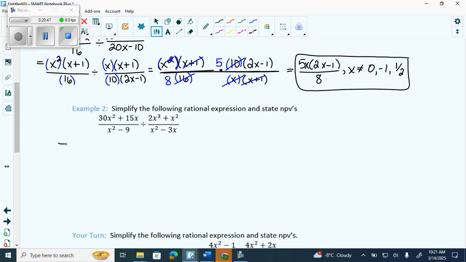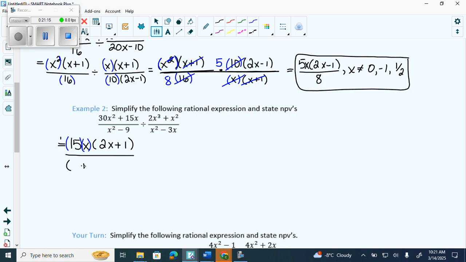Example 2. So the top we can take out a 15 and an x, and we're left with 2x plus 1, with 15 and x in brackets. Okay, difference of squares. Some of you are thinking you have to square root the x squared and then square root the negative 9, and you're saying that can't happen. Remember, a difference of squares has to have a difference sign. That's a difference sign, not a negative 9. Okay? So the x squared is by itself, the 9 is by itself.